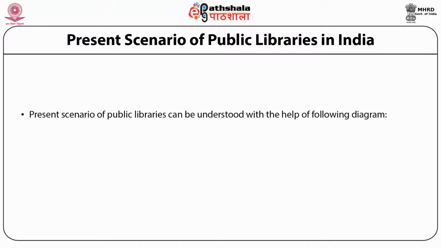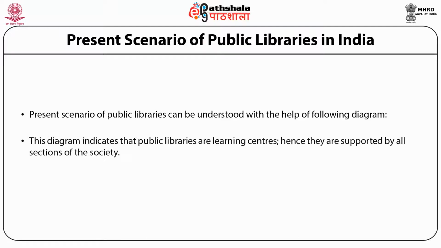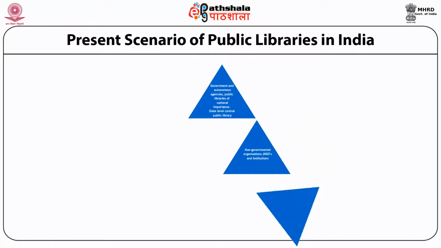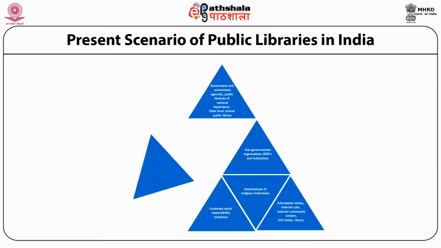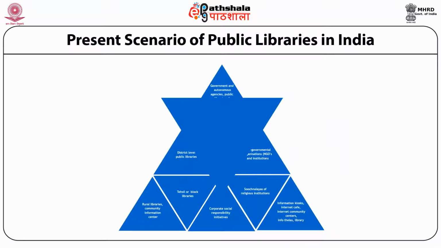Present scenario of public libraries in India. The present scenario of public libraries can be understood with the help of the following diagram. As you are aware, this diagram indicates the public libraries are learning centers, hence they are supported by all sections of the society. In this pyramid, the present scenario of public libraries is shown.